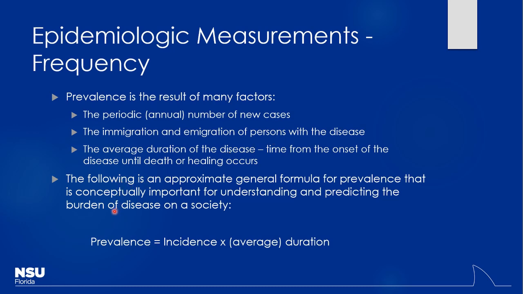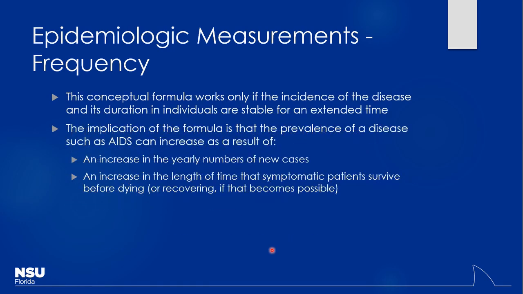So basically, in a crude way to generate the prevalence, you're looking at the incidence times the average duration of disease, right? So basically, how many people actually contract the disease times the average duration they're going to be keeping that disease, either till they succumb to it or they recover from it, right? So what you end up finding is that the formula works pretty well if the incidence of the disease and its duration in individuals is pretty stable over an extended time frame, right?